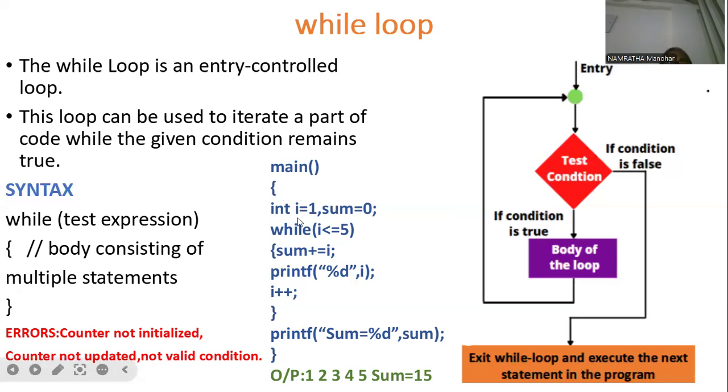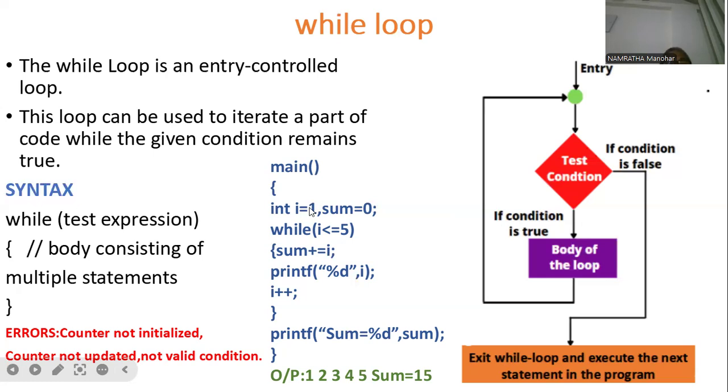Right? So here you have to initialize this counter variable outside the while loop. So int i is equal to 1, sum is equal to 0. These are the two variables I am using. Now, while i is less than or equal to 5, because I want to print the numbers 1 to 5 and find their sum, open the while loop. sum += i.